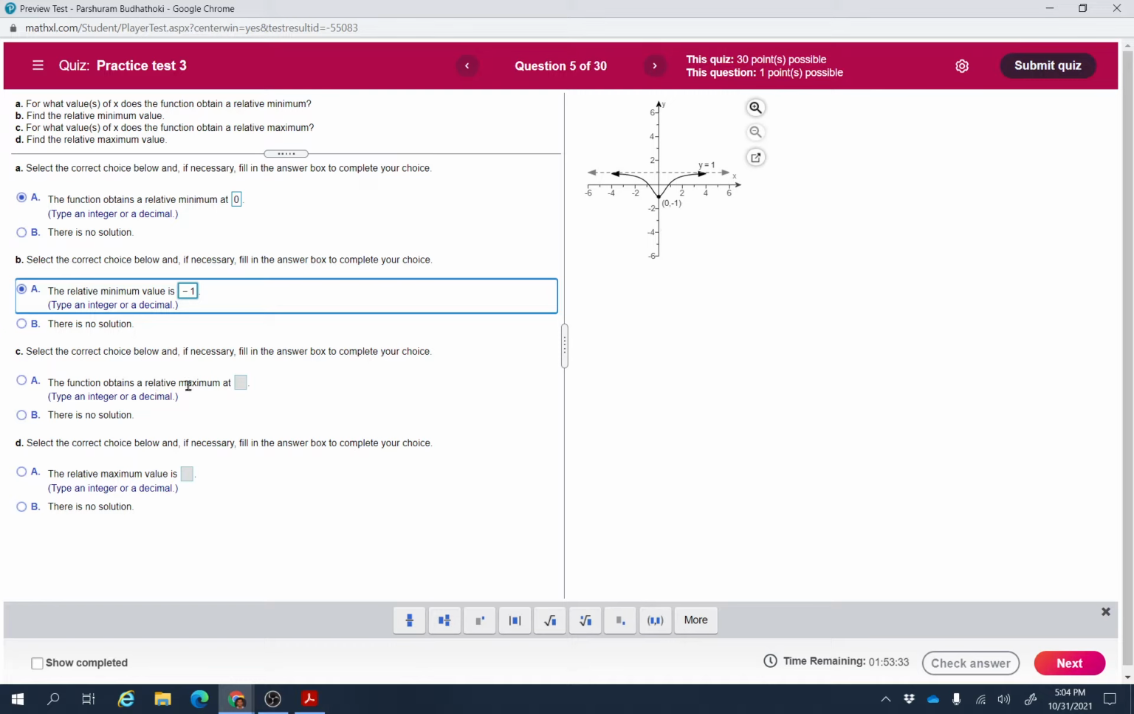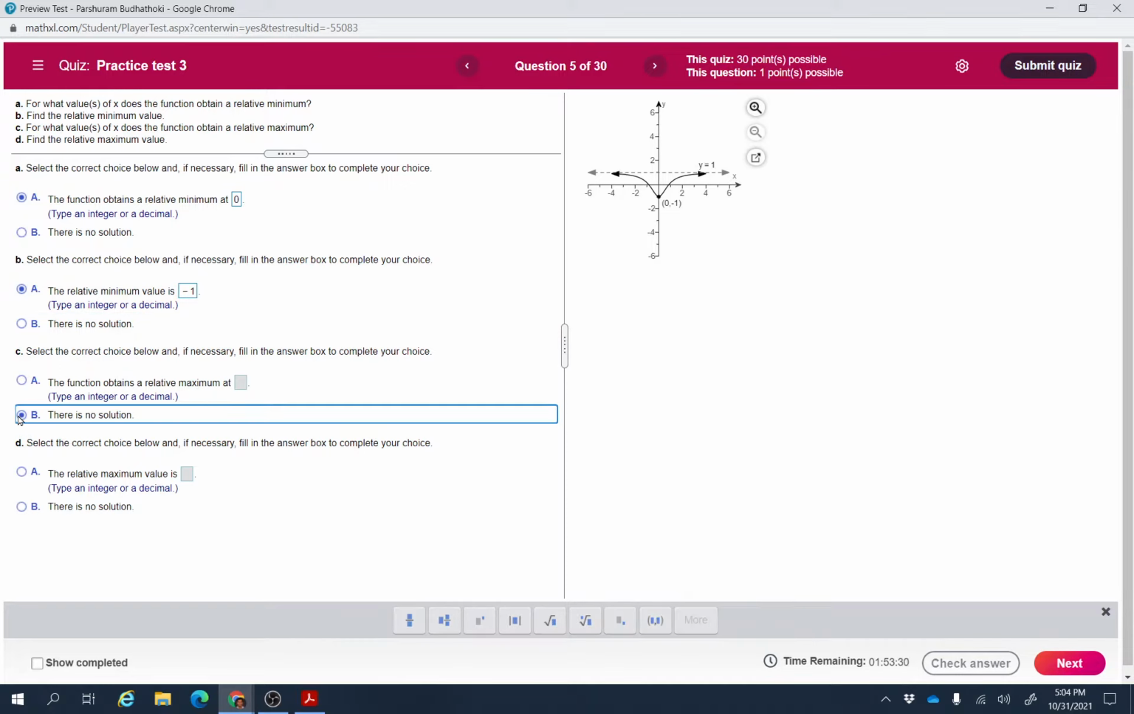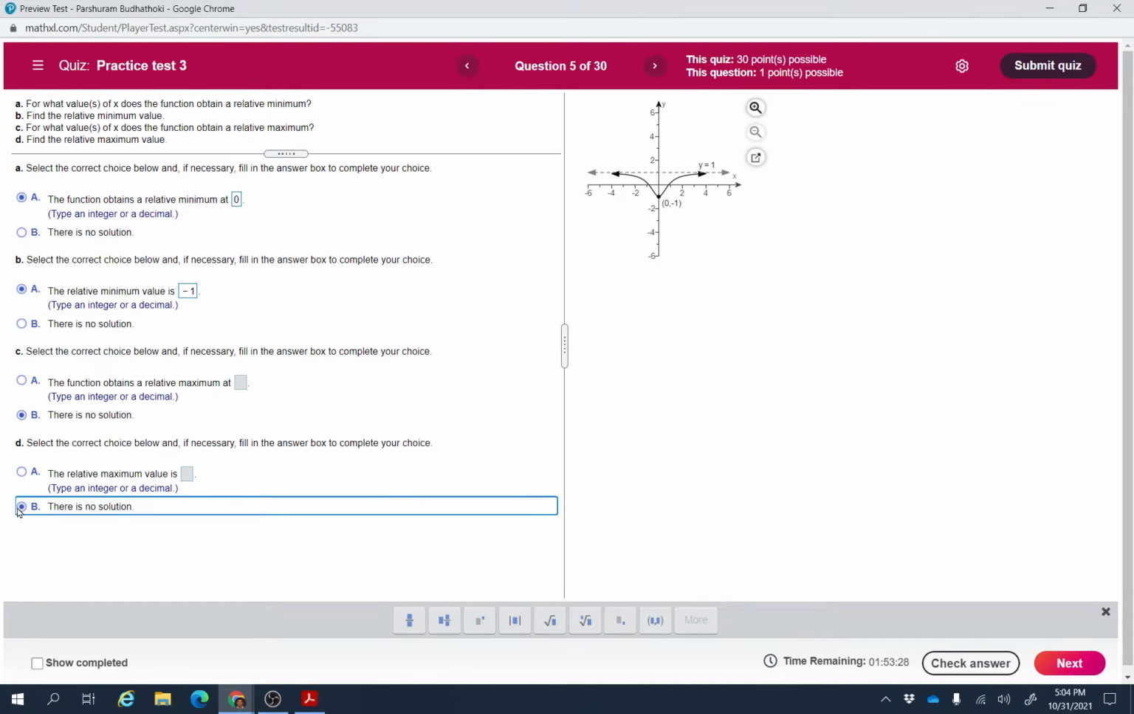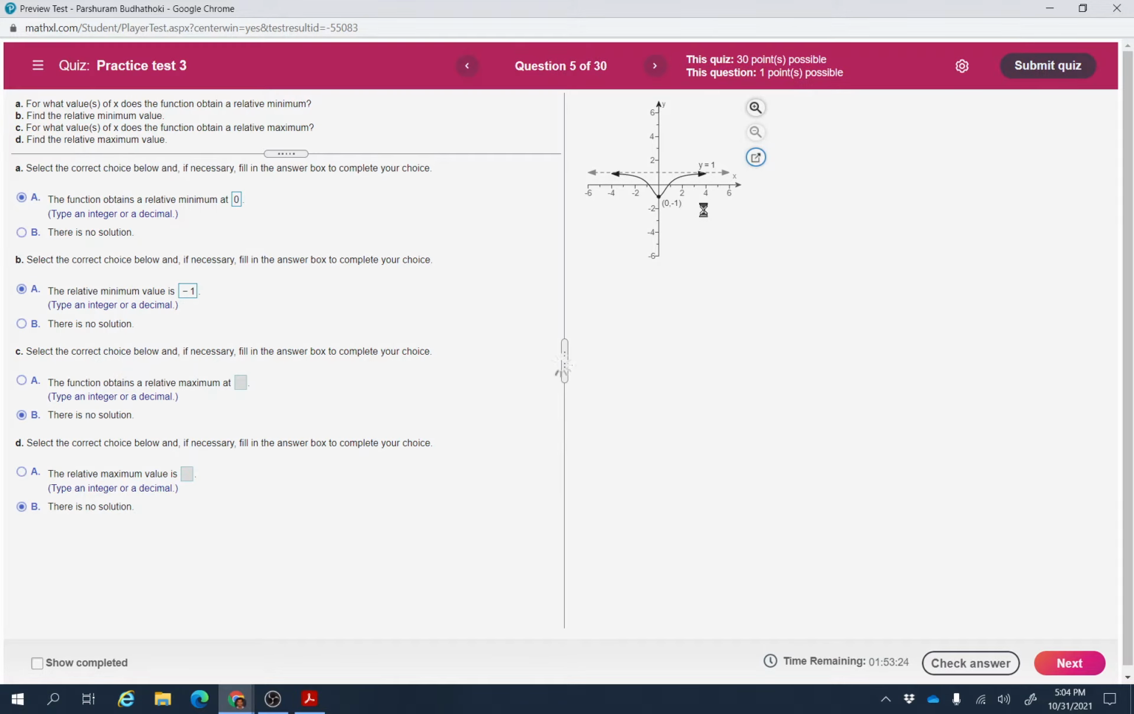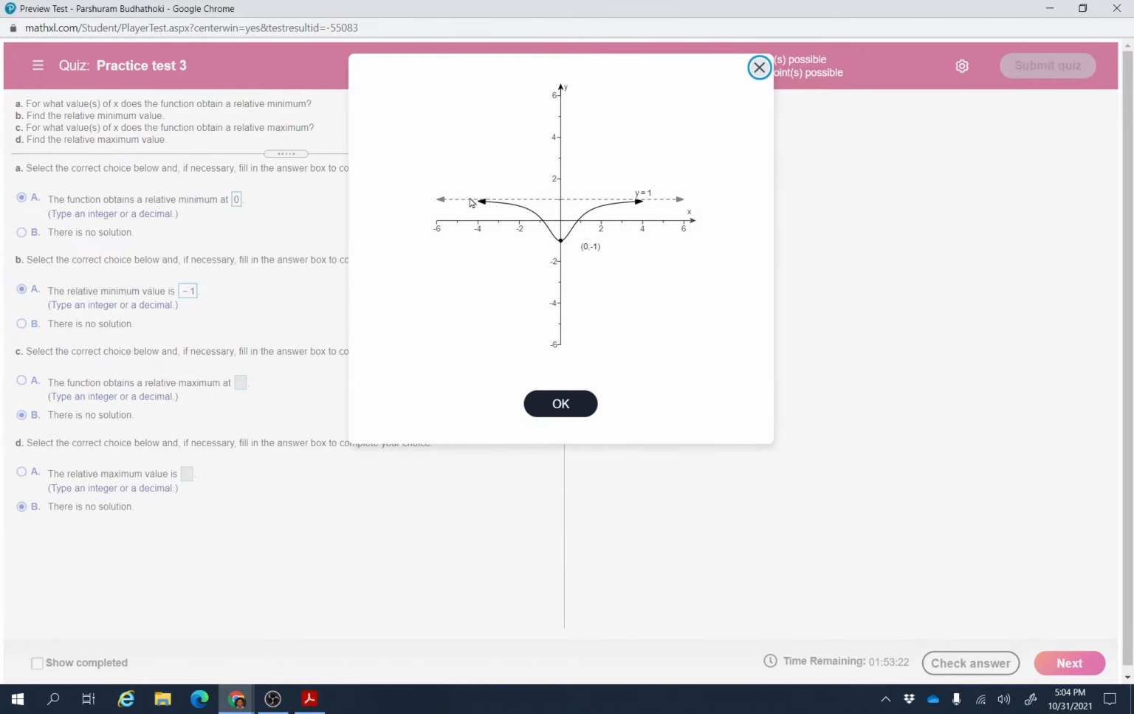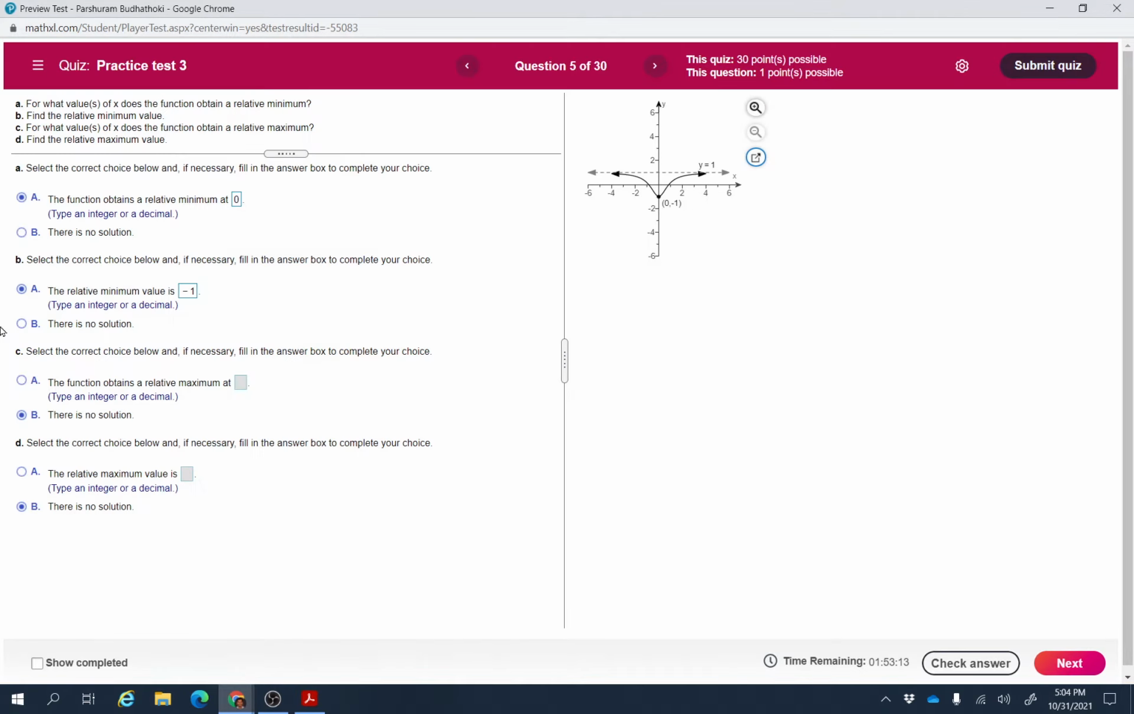The function obtains a relative maximum. There is no maximum, so there is no solution for relative maximum. As you can see, the graph is bounded by y equal to 1, but actually there is no value which is the maximum value, which is slightly less than 1, but we don't know exactly what that value is. So that's why we say no relative maximum.